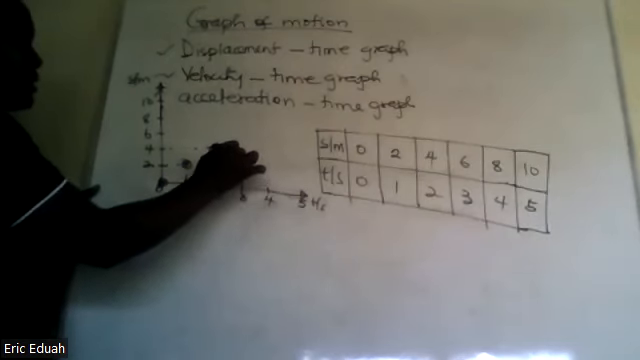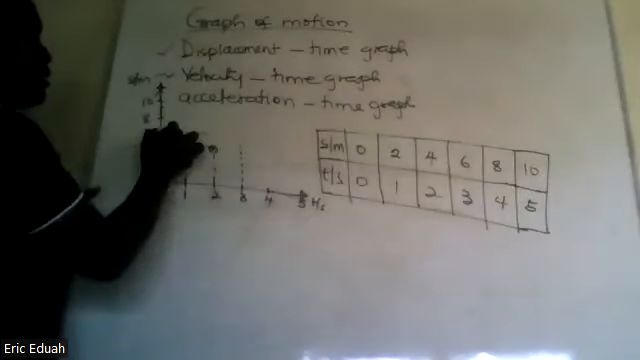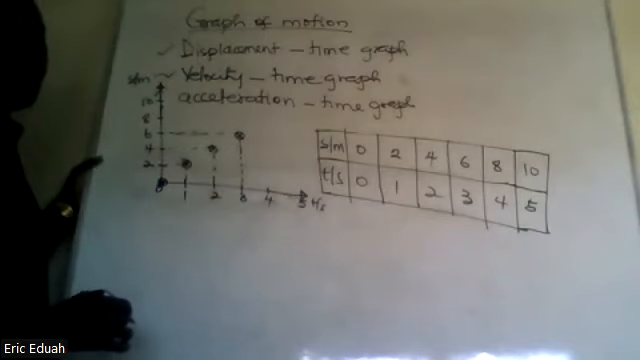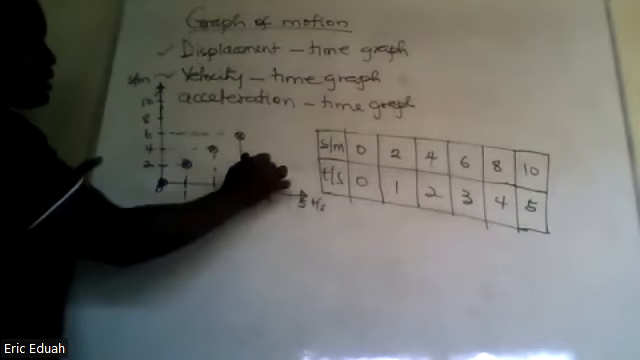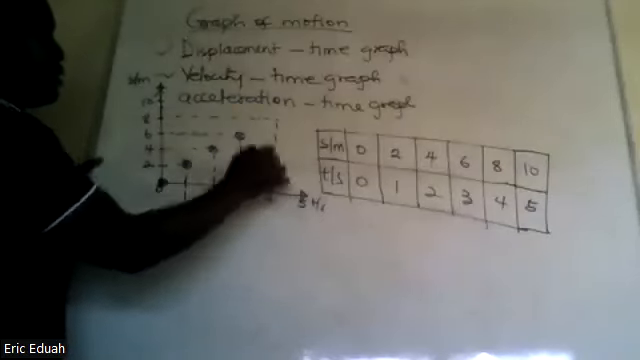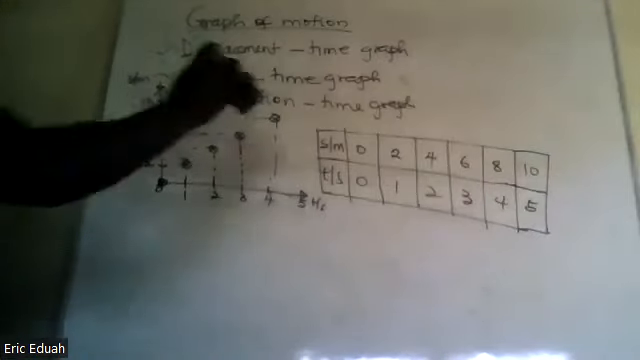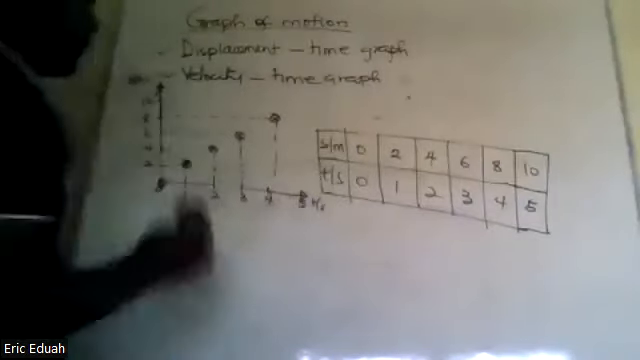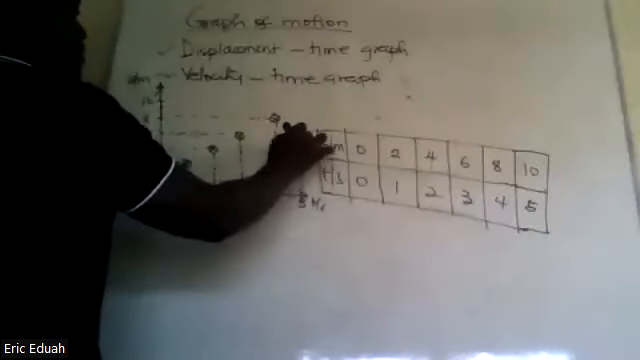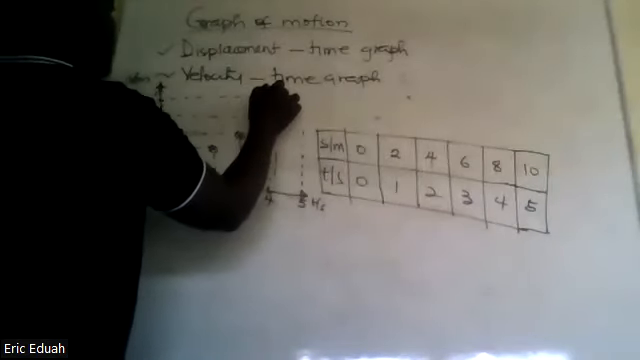Three, 6. At time t equal to 4, distance covered 8. At time t equal to 5, what's the distance covered? 10. Good, 10.